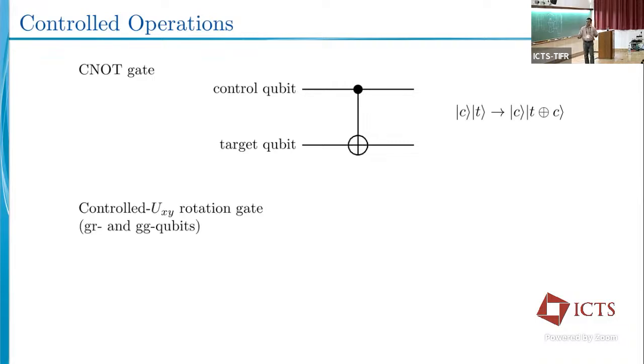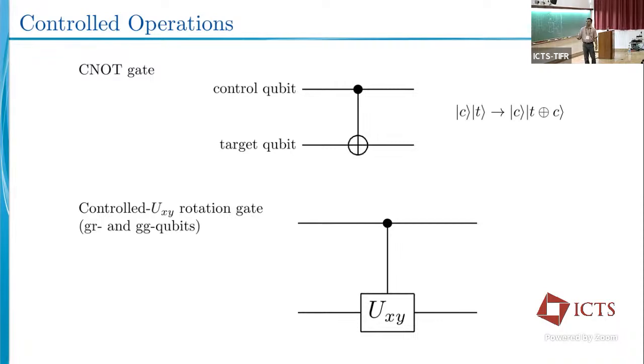And just now I was talking about this UXY rotation gate. So now suppose I have this rotation gate, UXY, whatever I was discussing. Here it can be a GR or GG qubit, one ground, one upper, or the ground state qubit we are taking. In this case, it depends on our choice whether we want to operate when it is 0 or when it is 1.